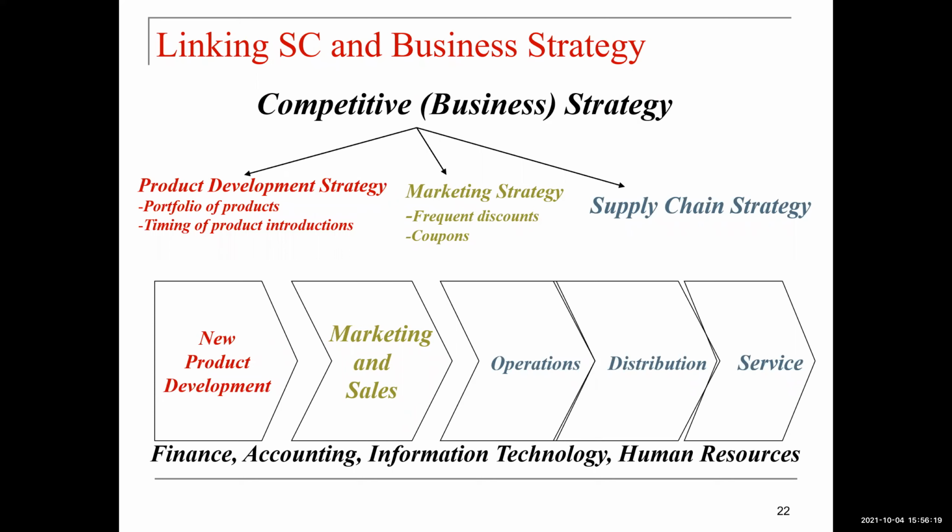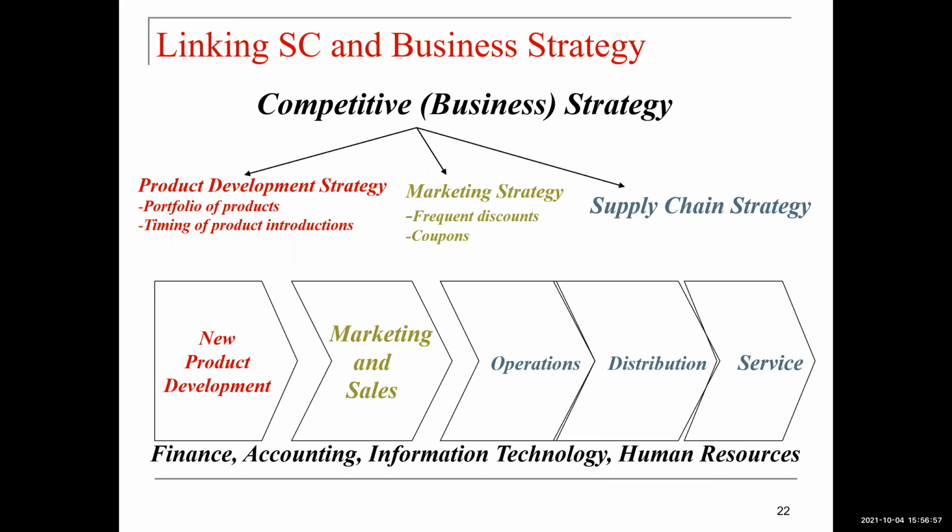So in terms of supply chain and business strategy, we have to develop a competitive business strategy that involves a product development strategy, having a portfolio of products, timing of product introductions, and so on. Then a marketing strategy, making sure that customers give themselves an opportunity to try new products and continue to buy those that are already there. And then supply chain strategy: how are we going to deliver all these products and services to our customers?